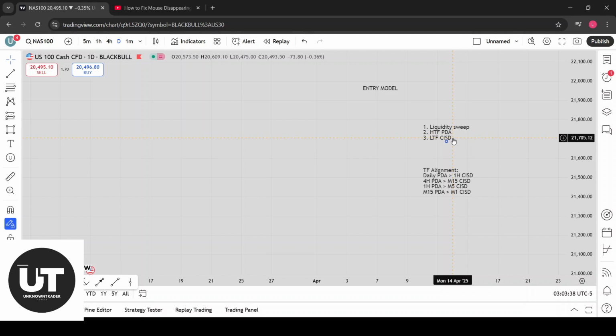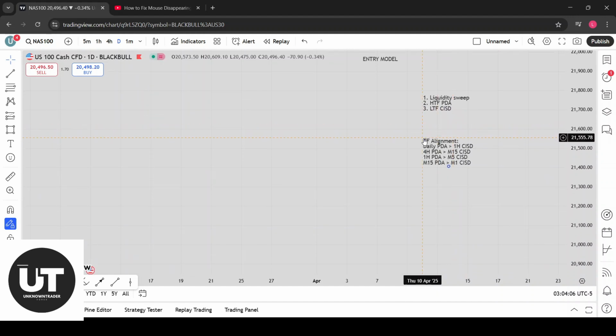I go to my lower time frame, and this is where you have to align your time frames, which I'm going to explain in a second. So once I have the higher time frame PDA confirmed, then the time is aligned and everything. Now I'm looking for a change in state of delivery in the lower time frames, and then I'm taking my entry on the close above the change in state of delivery.